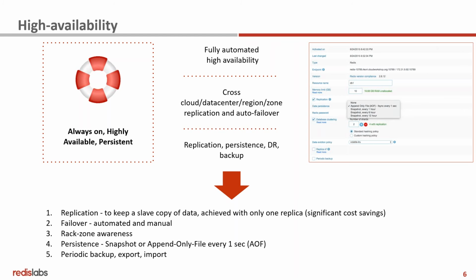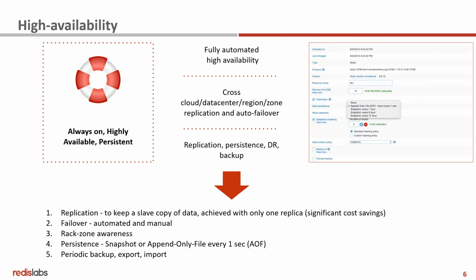There is a rack or zone awareness feature in RLEC, which means that you can map the nodes to a physical rack or to a logical zone, and then if you enable replication, the cluster makes sure that the master copy and the slave copy of the data reside on different racks or zones, and by that you achieve high availability, or better high availability.